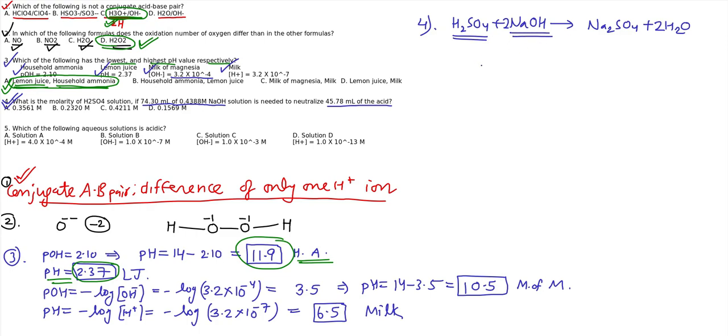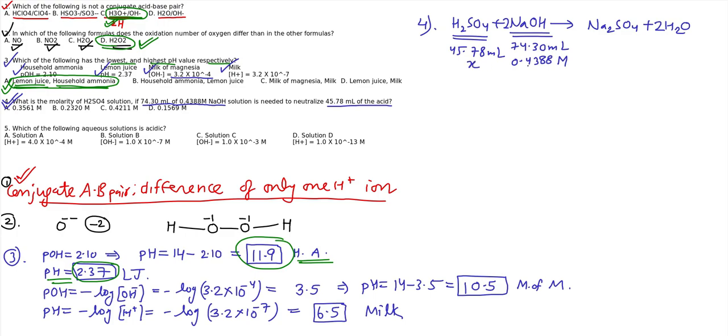So here it is given how much NaOH you have: 74.30 ml of 0.4388 molar NaOH. So this is the information given about NaOH, and this neutralizes how much? 45.78 ml of H2SO4, but you don't know what the molarity is. So let's say its molarity is X.